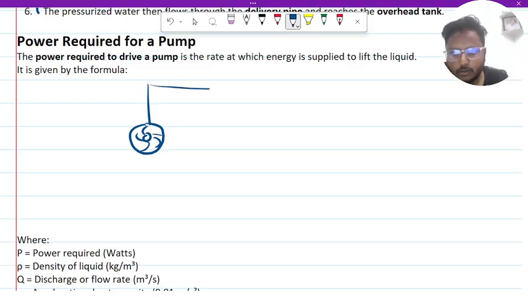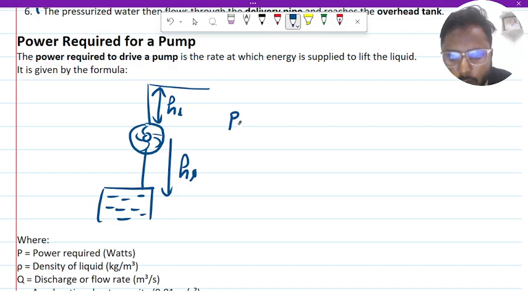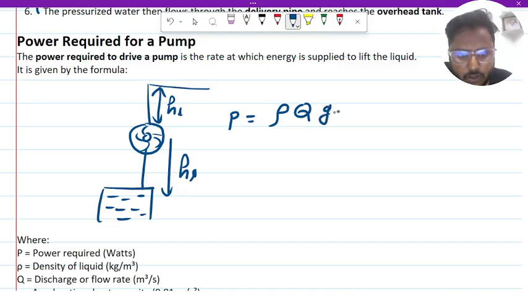This is the overhead tank, so this is the delivery head, HD, and this is HS. So I'm going to write the power formula for the pump. P is equal to the density of the water multiplied by Q, Q is the discharge, g the acceleration due to gravity, and H the total head.